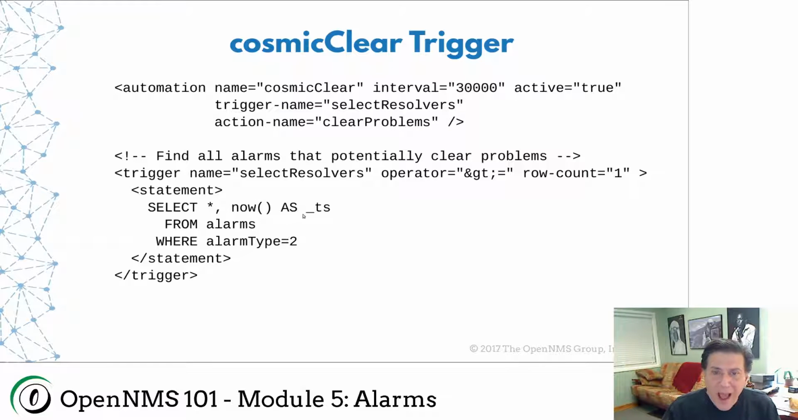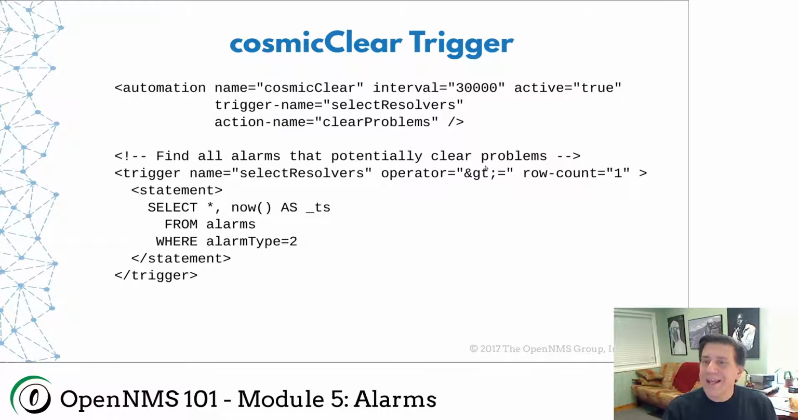This little now as underscore TS, I'm going to explain that in a second. So select all from alarms where alarm type equals 2. Now, if you've been paying attention, alarm type of 2 is an up. That's a resolver. So our select resolvers trigger is just finding out, are there any alarms in the alarm table where the alarm type equals 2? If so, the trigger will be fired.